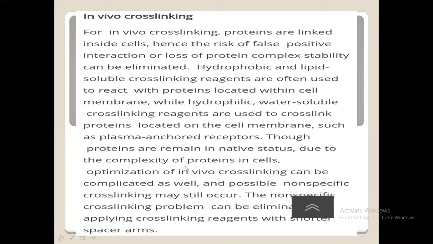Though proteins remain in native status, due to the complexity of proteins in cells, optimization of in vivo cross-linking conditions can be complicated. It's very complicated to maintain them inside the cell as well, and possible non-specific cross-linking may still occur. So this kind of non-specific cross-linking problem can be eliminated by applying cross-linking reagents with shorter spacer arms. So you have to face this problem, non-specific cross-linking, that has to be removed by adding some reagents, no other way.